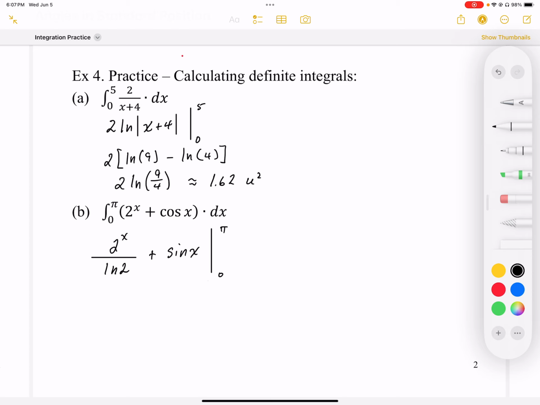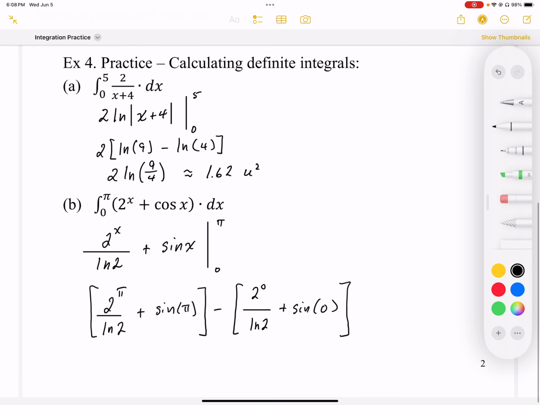Now we can plug in our values, so we're going to end up with 2 to the pi over log 2 plus sine of pi, which is going to be 0. So that's going to be the first part of that. And then we have to subtract the other bound. We end up with 2 to the power 0 over log 2 plus sine of 0, which is 0.